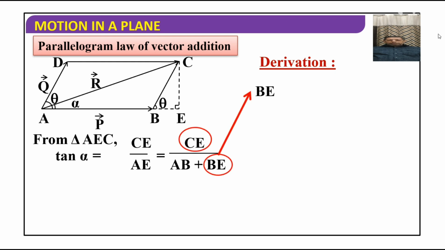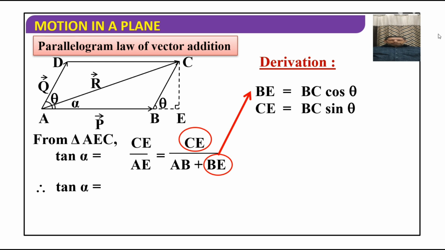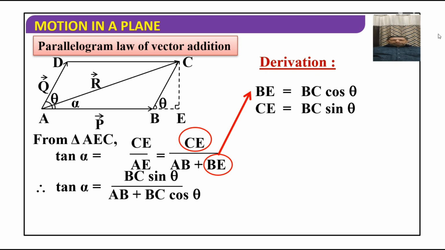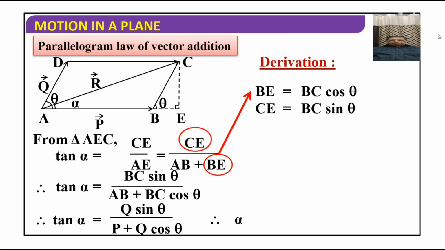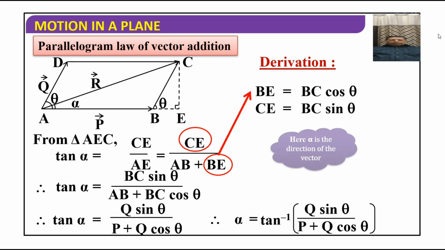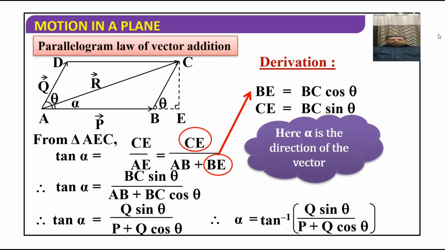BE is equal to BC cos theta and CE is equal to BC sin theta. Then tan alpha is equal to BC sin theta over AB plus BC cos theta. This means tan of alpha becomes equal to Q sin theta over P plus Q cos of theta. Therefore, alpha is equal to tan inverse of Q sin theta over P plus Q cos of theta. Here, alpha is the direction of the vector.